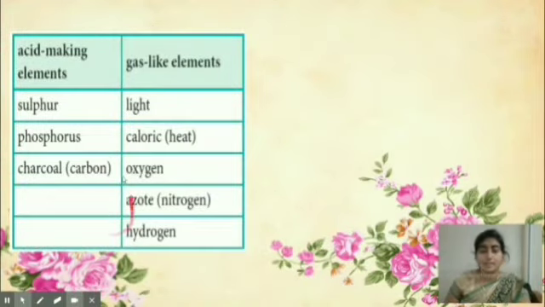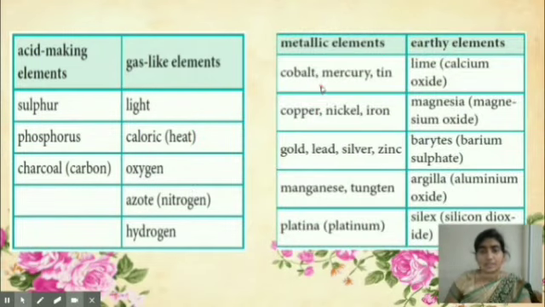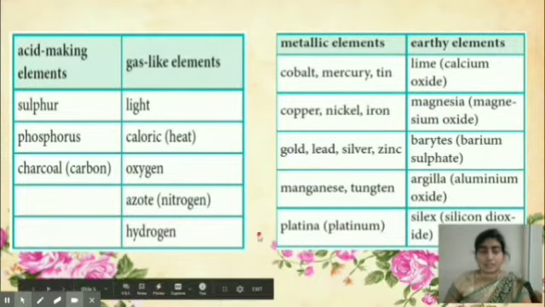This is the table for acid making elements and gas like elements. So acid making elements are sulfur, phosphorus, charcoal or carbon, etc. And this is for metallic elements and earthy elements. Let's move on to the next one.